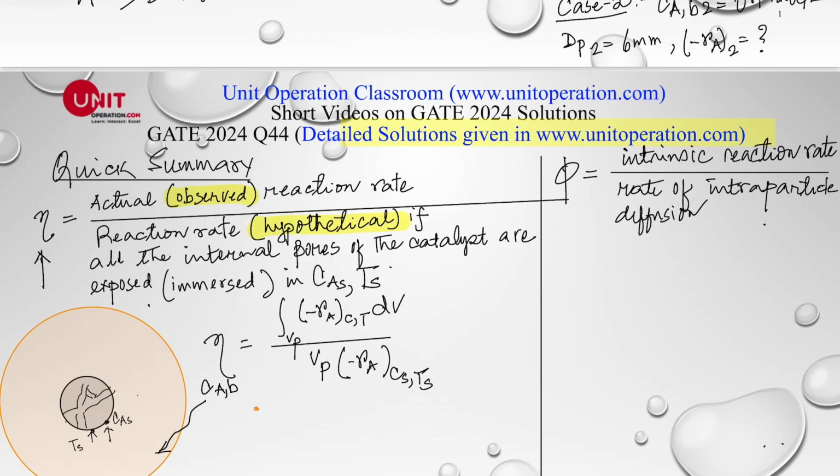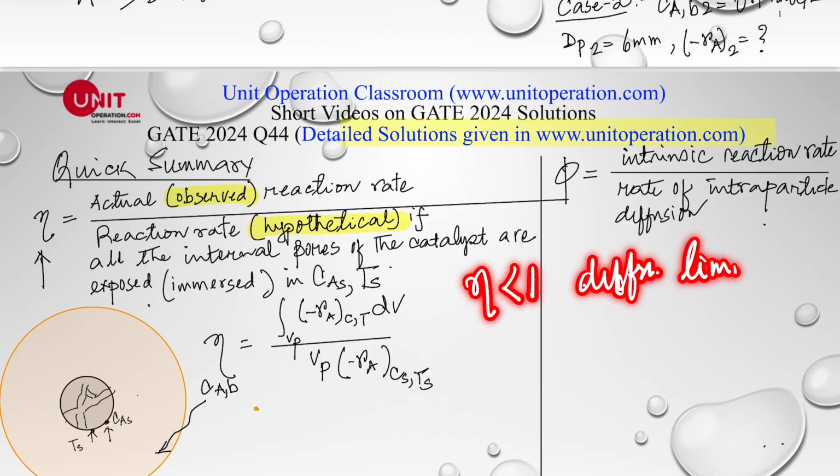Okay, and if eta is less than 1, that means this is very high. That means what? That means the diffusion limitation exists. This is very high and this is small. So the actual reaction rate is small, which means severe diffusion resistance exists. So eta less than 1 means diffusion limitations exist.